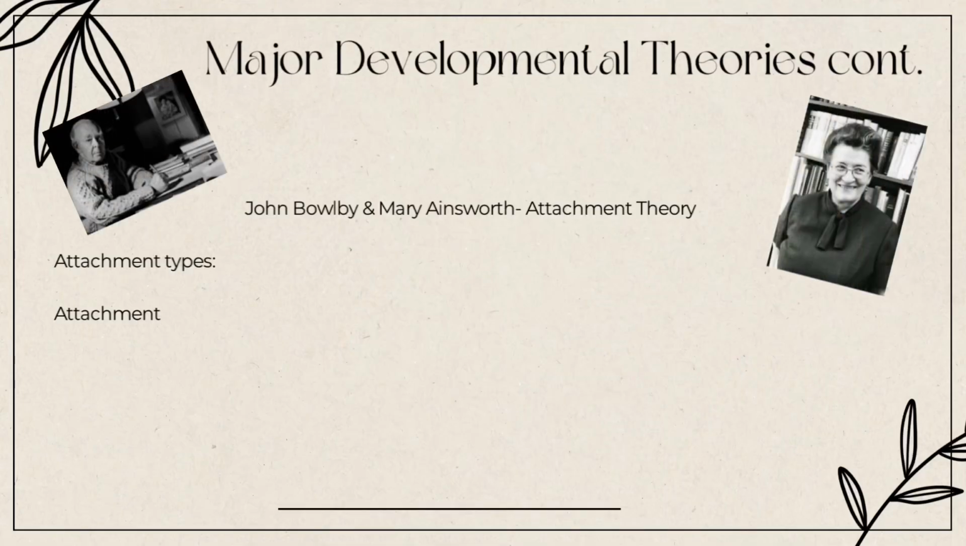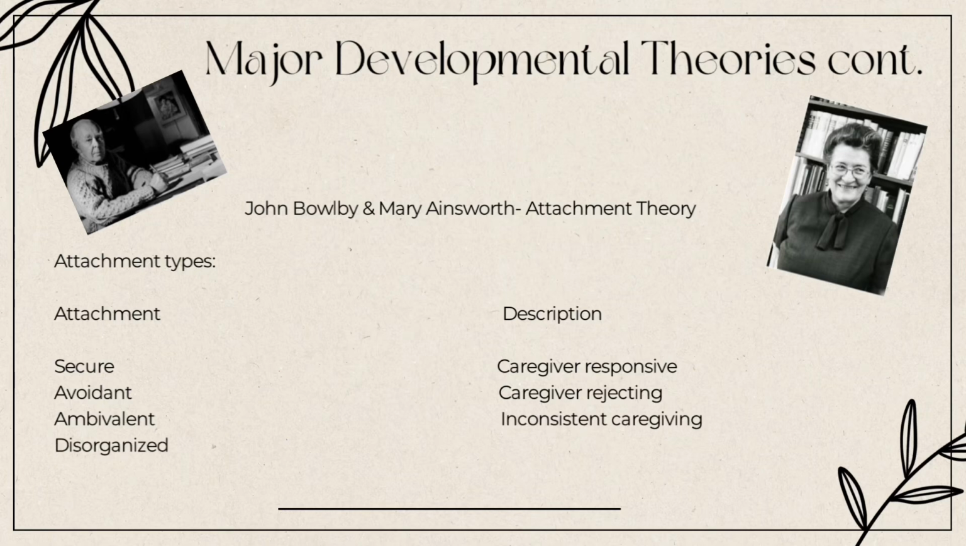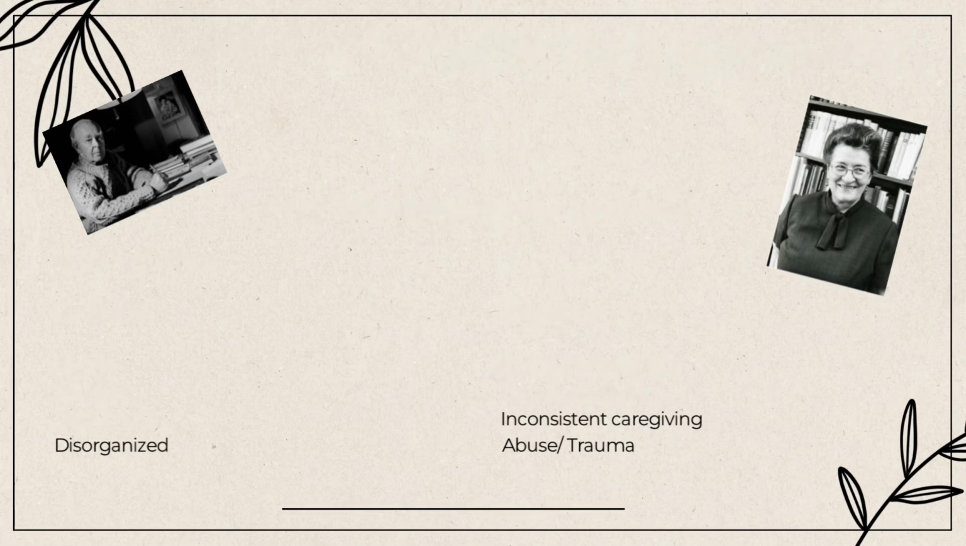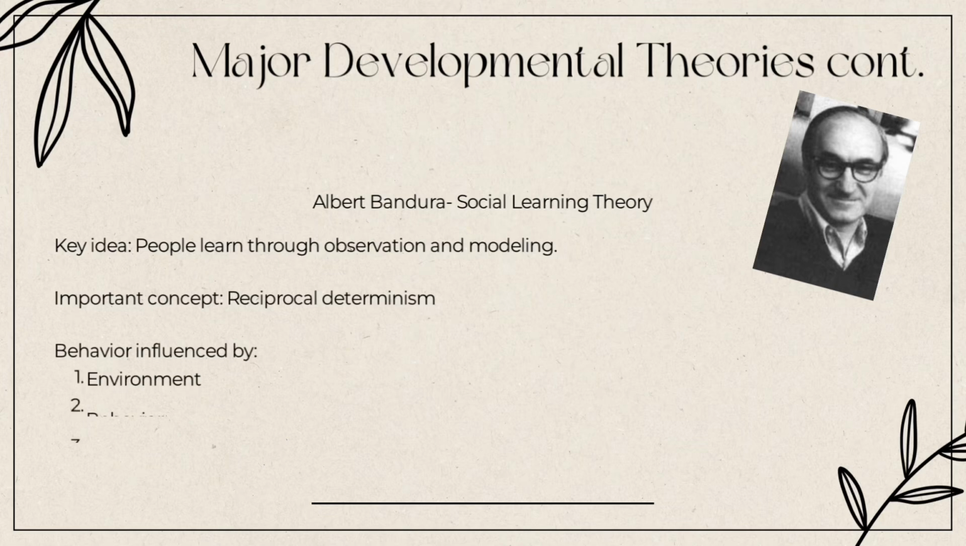John Bowlby and Mary Ainsworth developed attachment theories. Attachment types are secure, avoidant, ambivalent, and disorganized. Albert Bandura's social learning theory: he believed that people learn through observation and modeling.